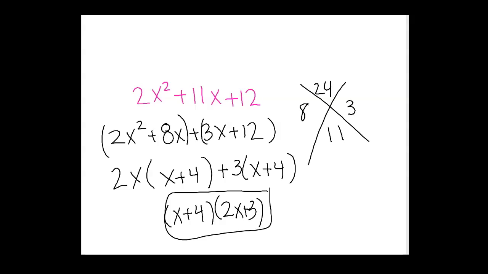Alright, so let's quickly go over them. It looks like most of you are done. So that first one, our final answer should have been 2x plus 3, x plus 4. So the factors of 24 that sum to 11 were 8 and 3. You replace the 11x with 8 and 3. Do your factor by grouping, and you get 2x plus 3, x plus 4.